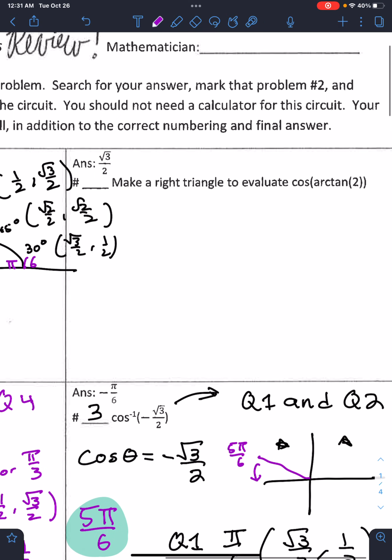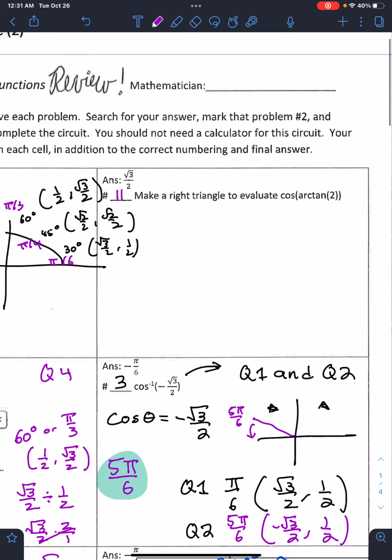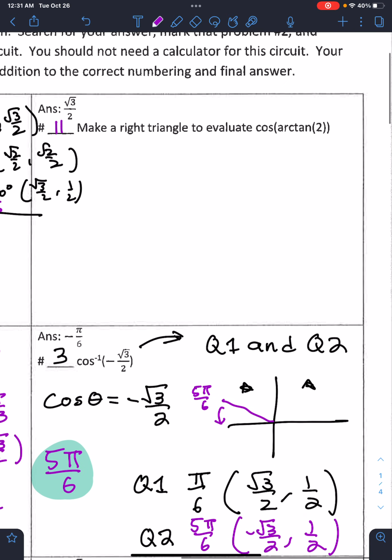So now that means that we're right here at 11. So 11, this is where I feel like as a class we're going to have some trouble. Because we know on the unit circle, there's no value when you do y divided by x gives you 2. There's no such thing. So that's why I told you to make a right triangle. So what we're going to do is we're going to focus on this.